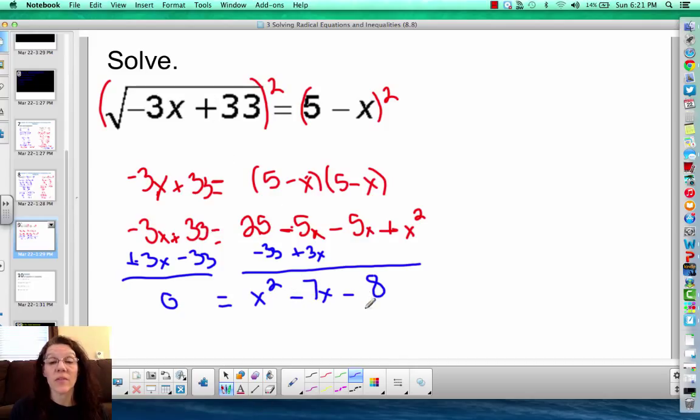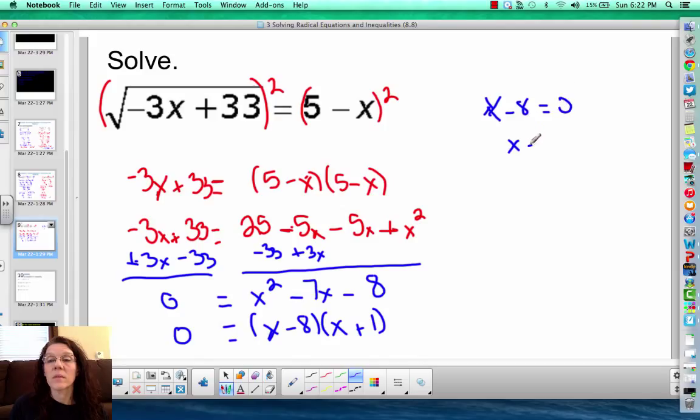Now we need to factor this side. So factor it. What multiplies to give me negative 8 and adds to give me negative 7? x minus 8 and x plus 1 will give me 0. Okay, now remember we set each of those pieces equal to 0, so we say x minus 8 equals 0. Adding 8, we get x equals 8, and we say x plus 1 equals 0. Subtracting 1 from both sides, we get x equals negative 1.